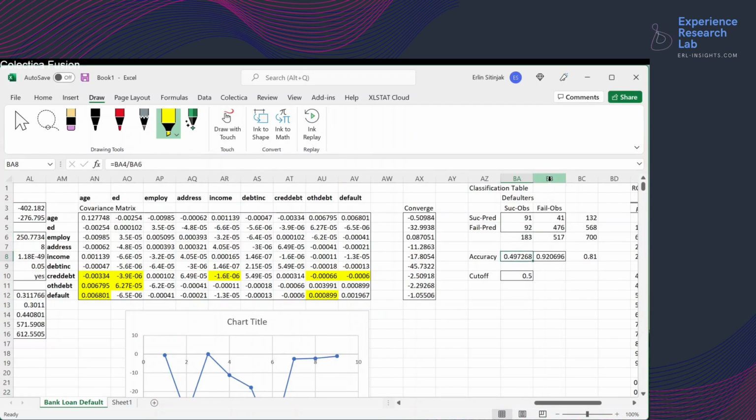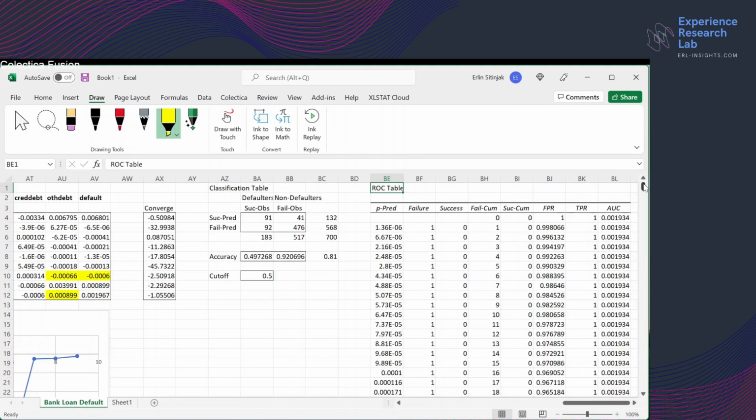The third column presents the number of observations classified as non-defaulters. With the same cutoff value of 0.5, there are 517 non-defaulters. Here, the model correctly predicts more than 90% of the observations. So overall, the model correctly predicts 81% of the observations.